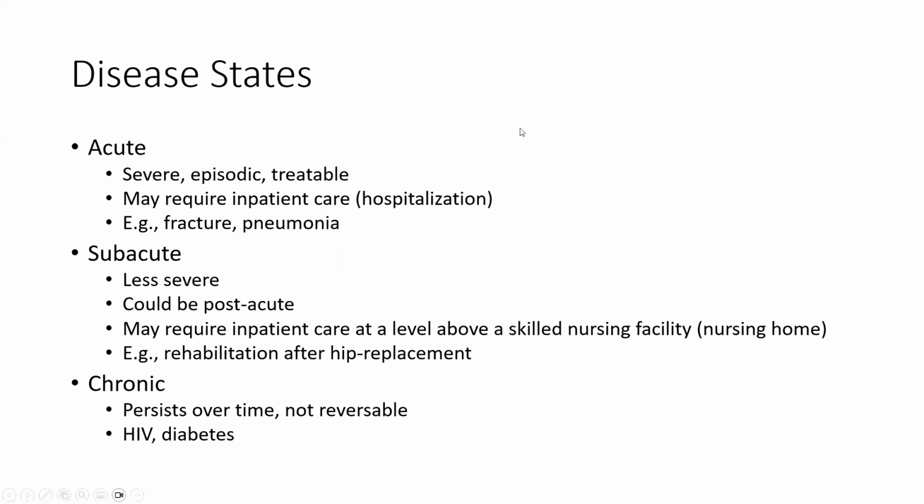Well, let's talk about disease states. So we can think of disease states in say three stages. So acute, this would be sort of severe, episodic, and treatable. So it's severe in the sense that you need some sort of care. So like, for example, a bone fracture. Episodic in the sense that we can draw a line around the start and the end date, right? So we can say, all right, we broke the bone on this date and it's healed on this date and it's done. And then finally that we can actually treat this thing.